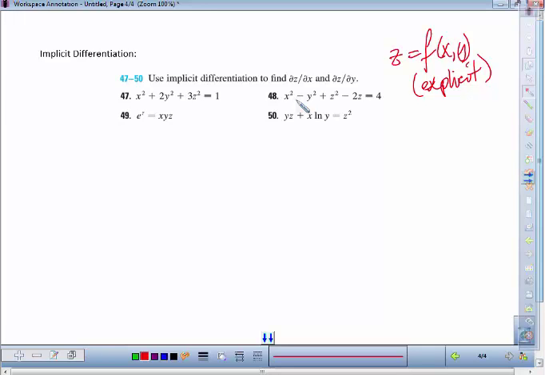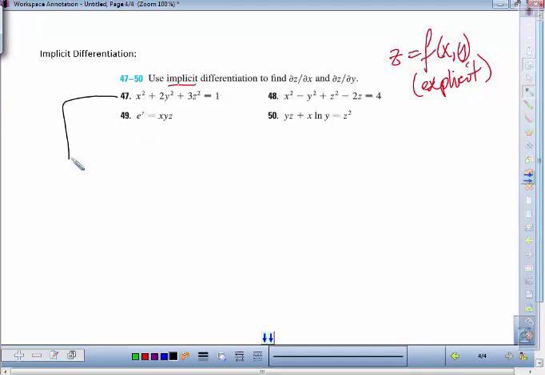The point is that by solving for z, we might lose a piece of the surface, so we want to try to keep it together, and so we treat this as an implicit function. So in implicit differentiation, if you remember back from Calc 1, you have to treat the z, or treat the dependent variable, as a function. So we can do that.